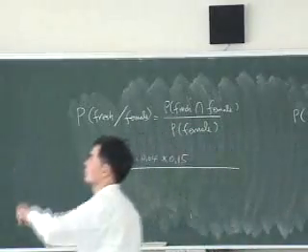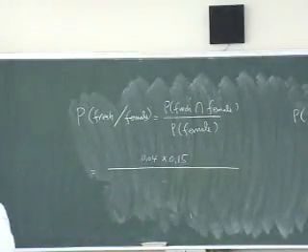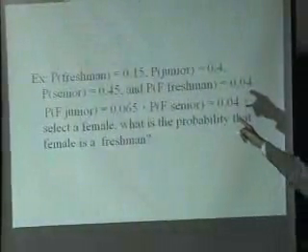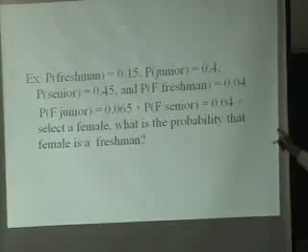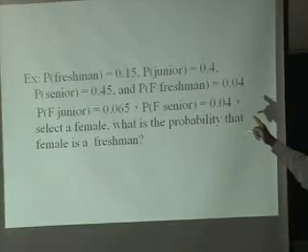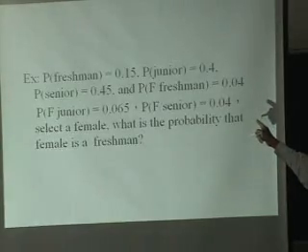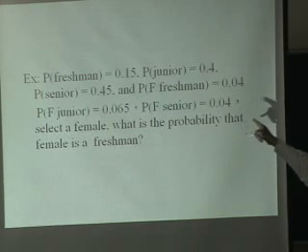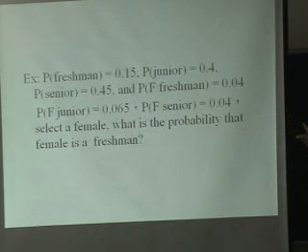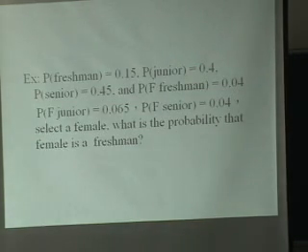But here we know the probability of a person being a freshman is equal to 0.15, right? And given this person is a freshman, what's the probability that it's going to be a female? It is equal to 0.04. And here, we can get this part up here. But still, we don't have any information about what? We don't have any information about female.